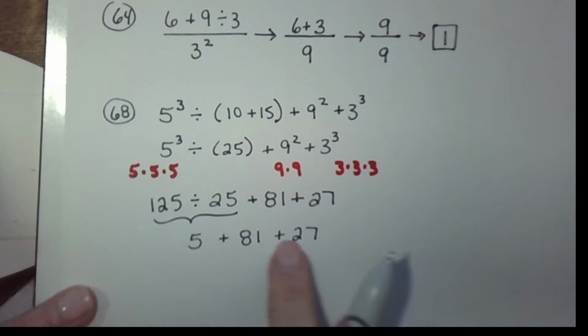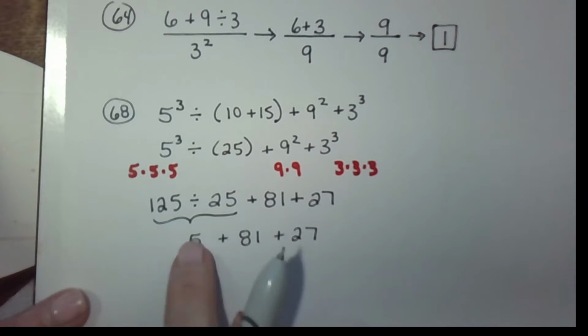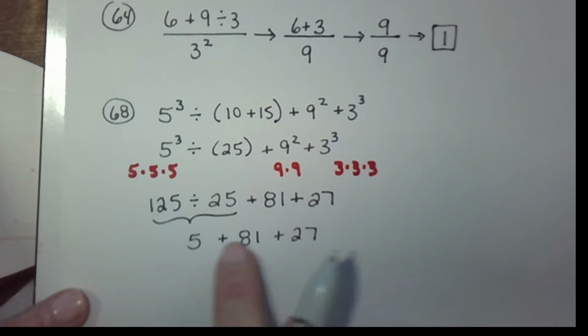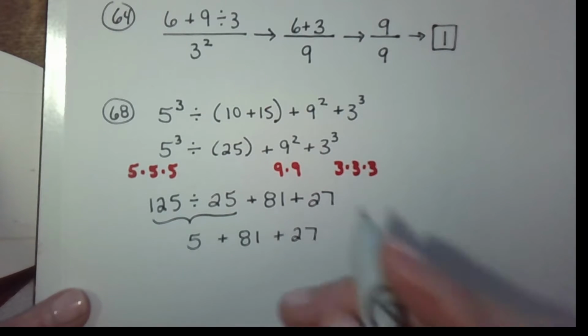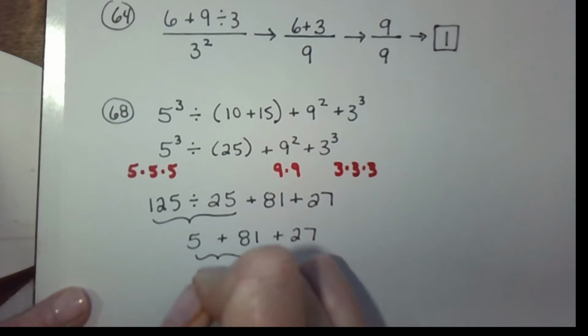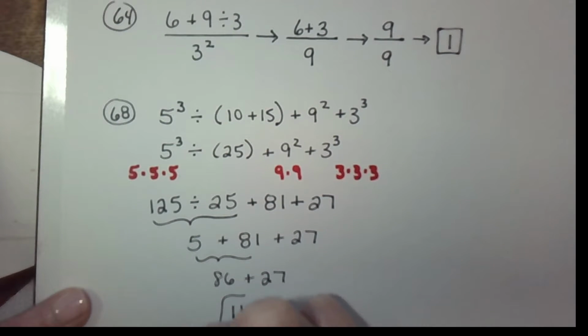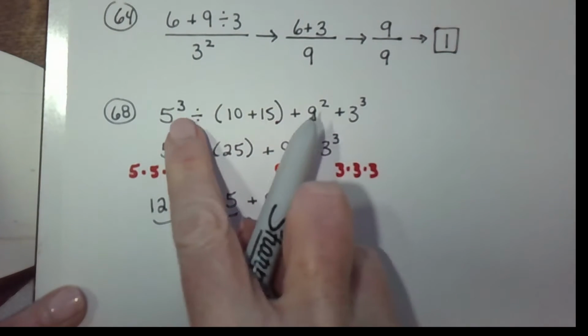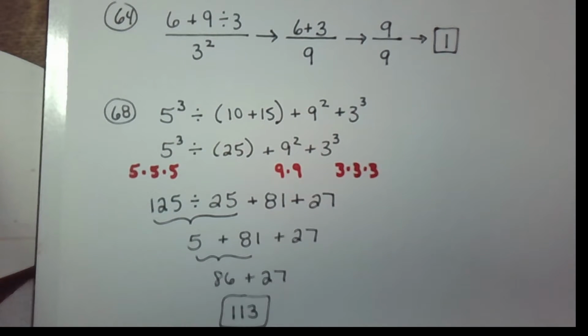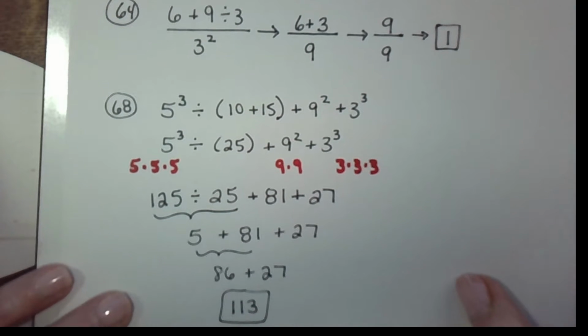Now the order says we do these left to right, but if it's all addition, you can group them however is easiest for you to add them, but left to right is what I'm going to do here. This is going to be 86 plus 27 is 113. So we've simplified this expression to 113. You can see why you might need a little more paper than just the inch or so that's provided on the worksheet there.